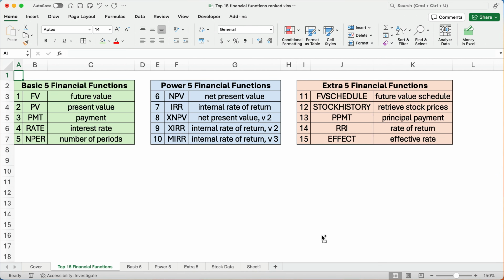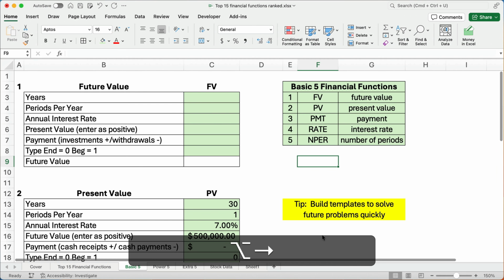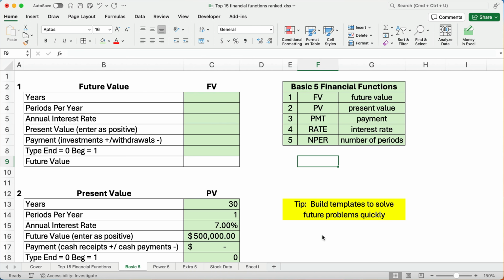Now, I've broken down the 15 into 3 different categories just to work on them 3 different times here. So I've got the basic 5, we'll do those first, then the power 5, and then the extra 5, just as a way to classify how this works. So let's talk about future value here.